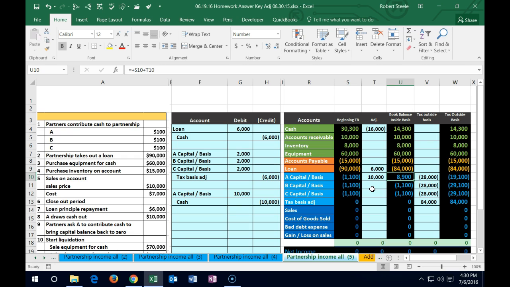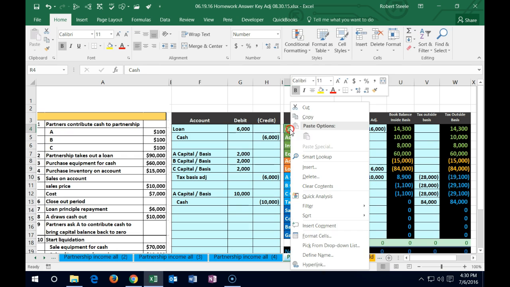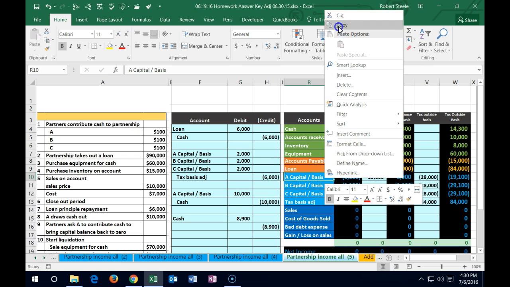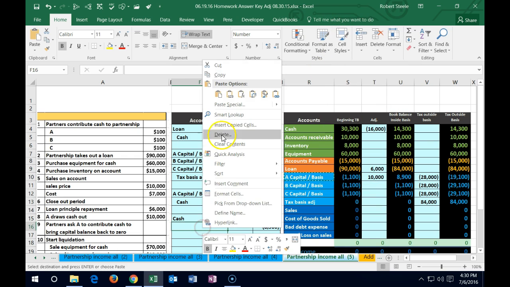If that happened, if A then says, okay, I'm going to put back in 8,900 to bring the balance back up to 0, let's do that. We're going to say, all right, cash is here. Cash is going to go back up. He's going to put back in 8,900. We're going to credit something. That credit's going to increase the capital count. So it's a credit balance. We're going to make it go back up or back to 0 in this case.